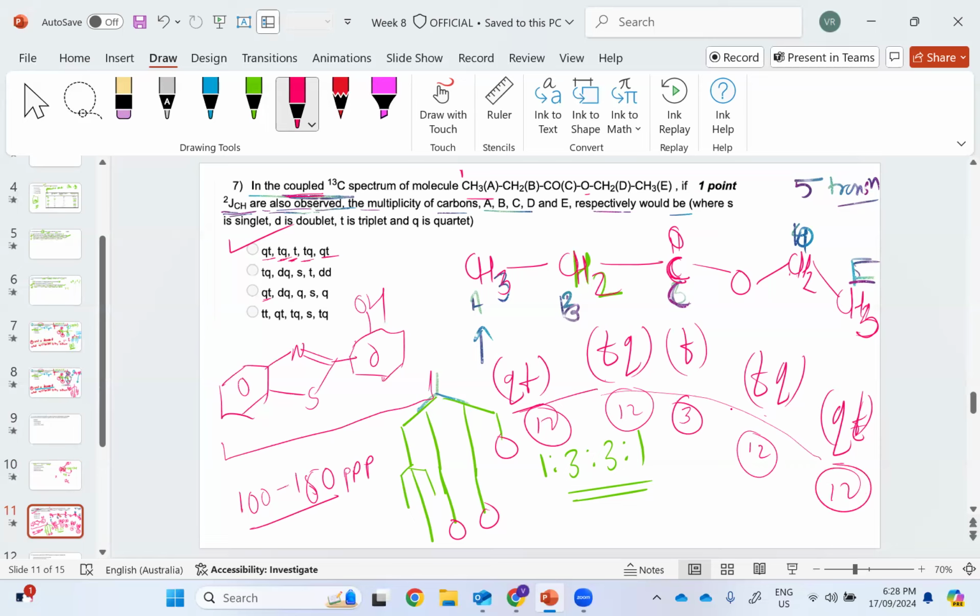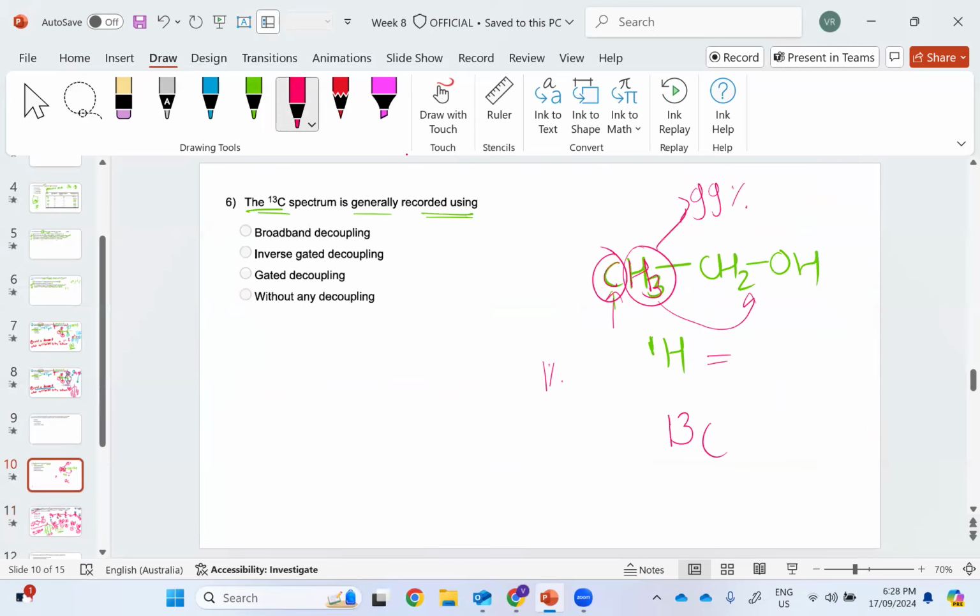So that's why we record the carbon NMR spectra in the broadband decoupling state, right? That's why it's generally recorded in the broadband decoupling state, just to stop the interference of NMR active nuclei, like the hydrogens. Got the point?